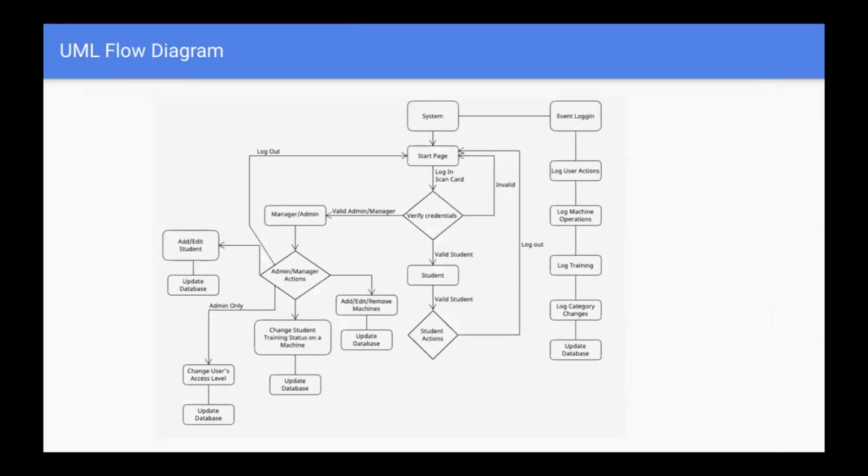In terms of our flow diagram, same thing, not much has changed here. Of course, we have our admins and we have our students. Our students have a number of actions they can take, which is mostly just logging in and logging out. And then our admins have many things that they're able to do in terms of adding the machines, changing students, whether it's training status or something about their information, and then, of course, adding students and whatnot as well.